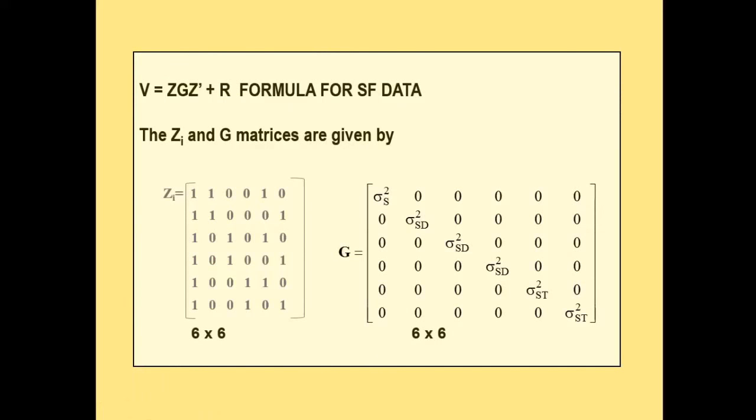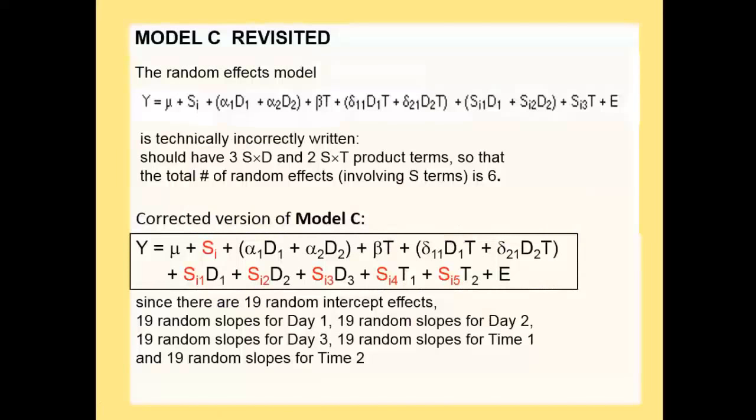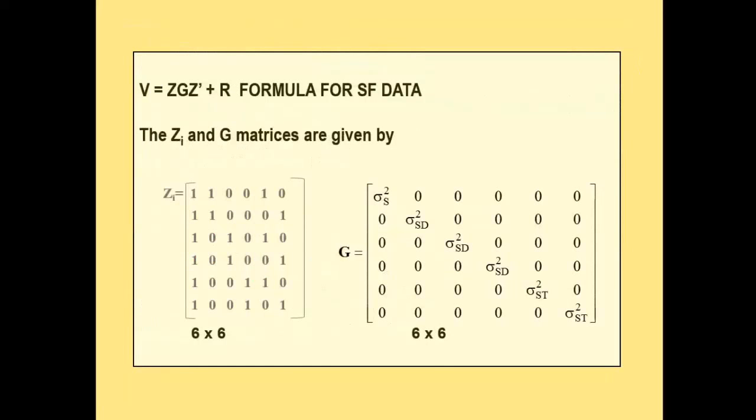I'd still have 6 rows. Could anybody tell me which columns I would leave off? I'd leave off the 4th column, and I'd leave off the 6th column. That would be the Z matrix that would correspond to that model. And if I actually tried to compute ZGZ' plus R with the Z matrix that cut those columns, I wouldn't get the right correlation structure. And if I tried to estimate it, I wouldn't get the right answers.